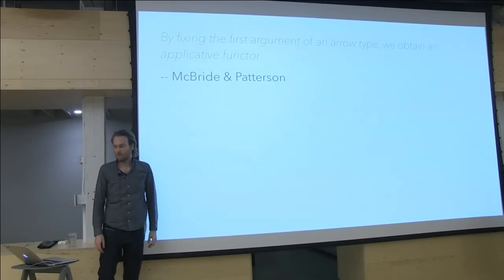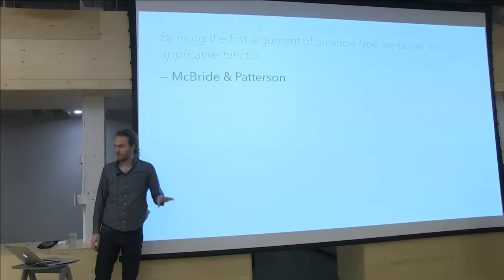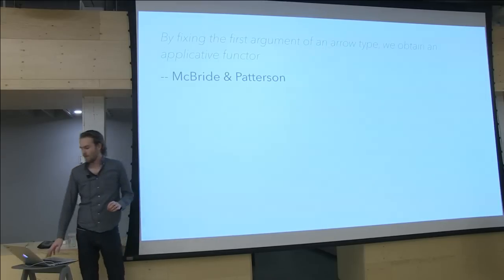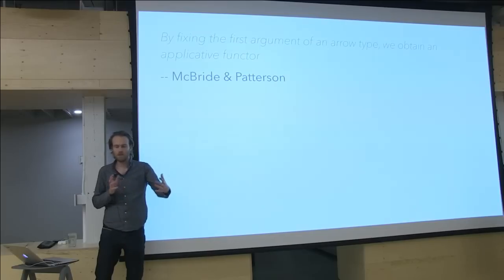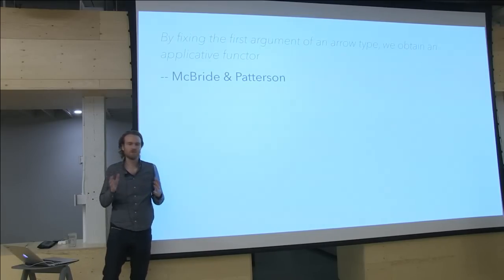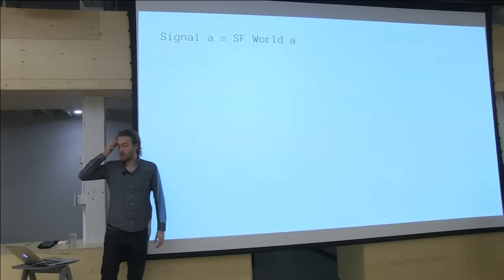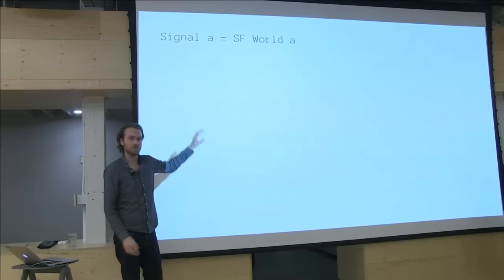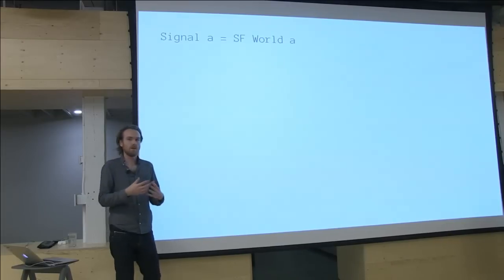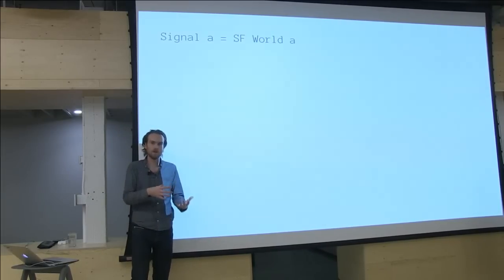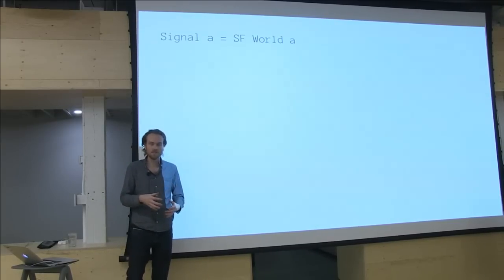Here's a quote from one of the papers that Evan's paper cites: by fixing the first argument of an arrow type, we obtain an applicative functor. That basically means that applicative functors are isomorphic with arrows or something. It basically means that arrowized FRP, which I briefly mentioned before, can be embedded in Elm. So Elm has enough expressive power to embed arrowized FRP, and there's a library that Elm has called Automaton, which does this.